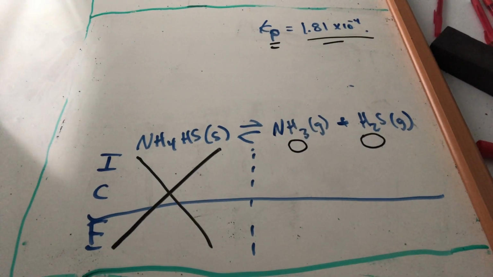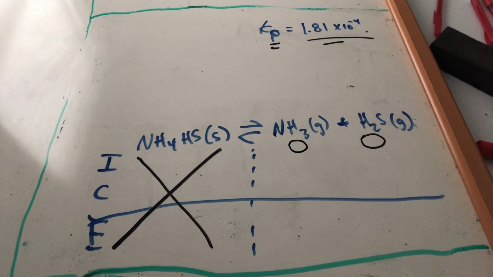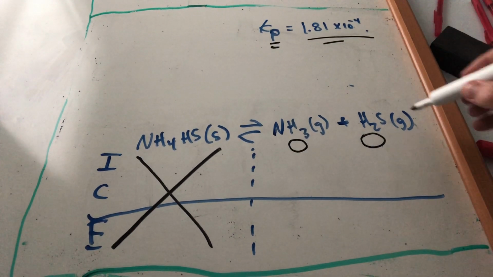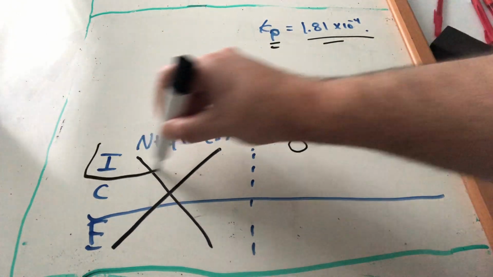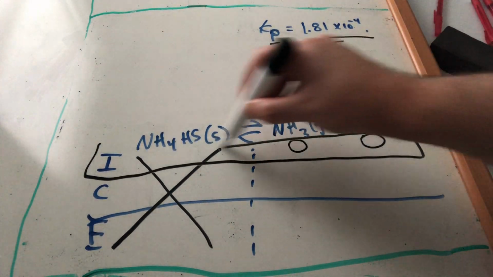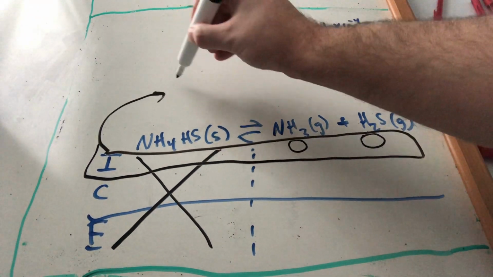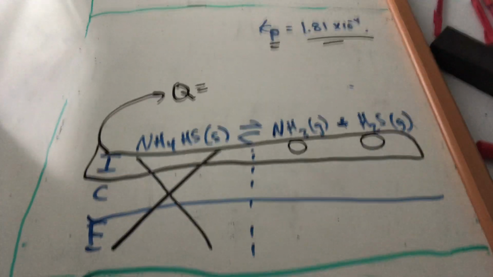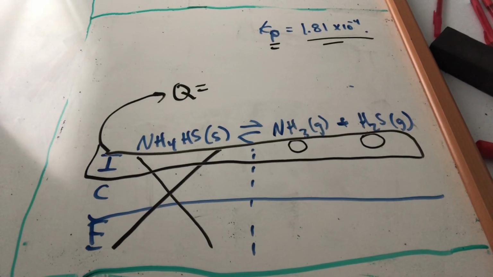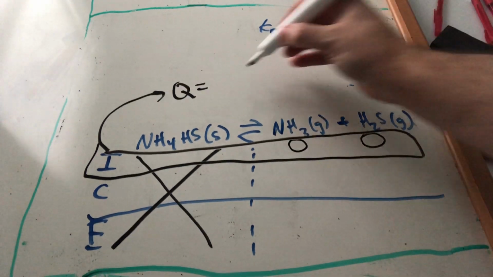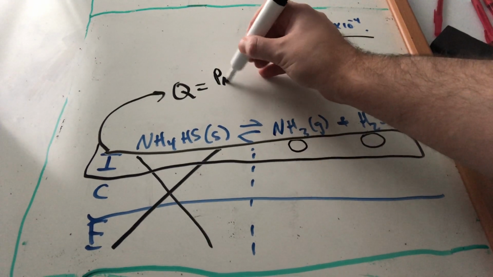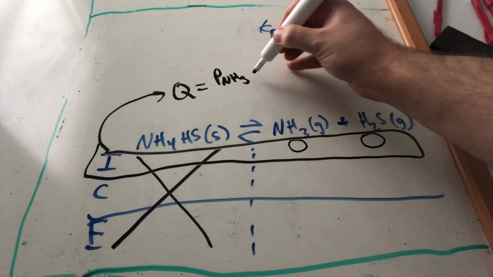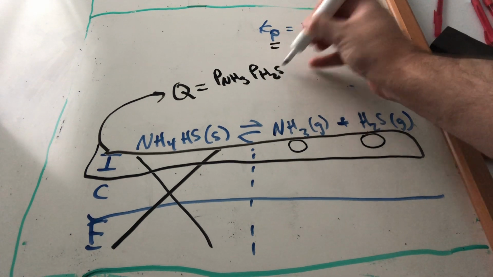And when I say units of pressure, I mean we're going to use atmospheres for our pressure unit. So what do we do to fill out the rest of our table? The I information can be taken and put into an expression for Q. So what does Q look like here? Q looks like the pressure of NH3 times the pressure of H2S.